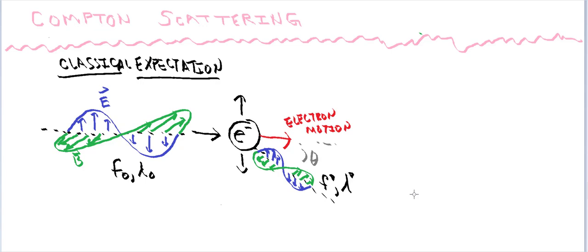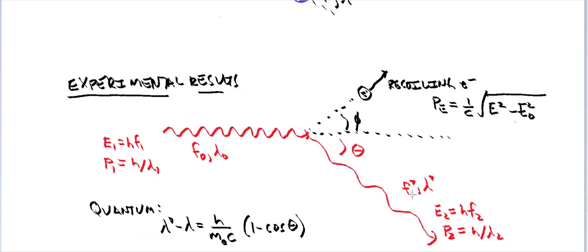When Compton actually carries out this experiment, that's not what he finds. What he finds is that for a given scattering angle theta, there is one allowed scattered wavelength, and that isn't entirely understood classically. So I'm going to give you a rough derivation of this using some of our 20th century physics.